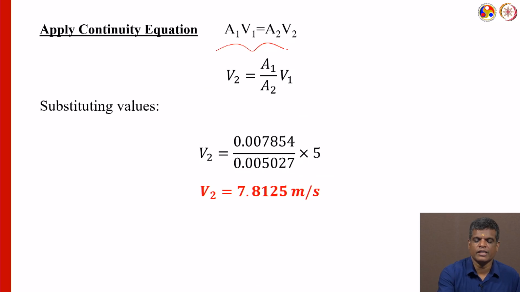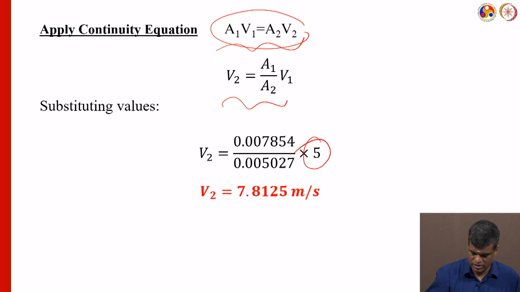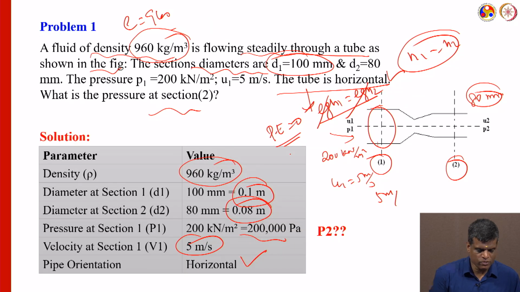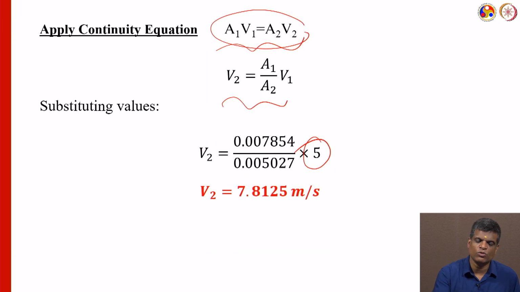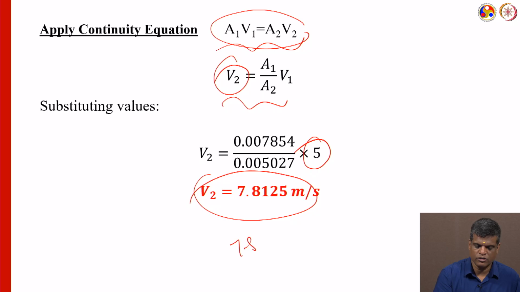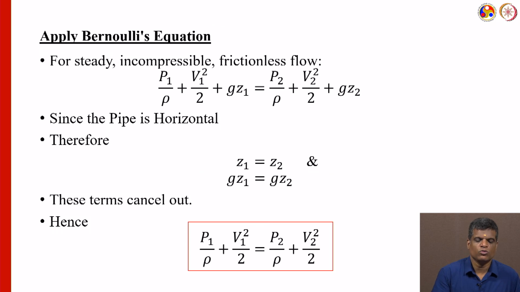Then the continuity equation A1 V1 equals A2 V2. From there, V1 we already know, because V1 is already given in the problem itself: the velocity of 5 meter per second. So we can calculate V2 directly. The V2 velocity is 7.8 meter per second, the velocity at point 2. So now V1 we know, V2 we know.